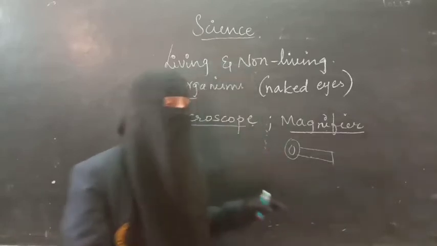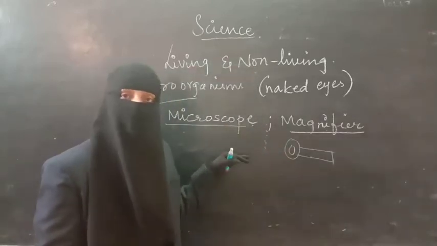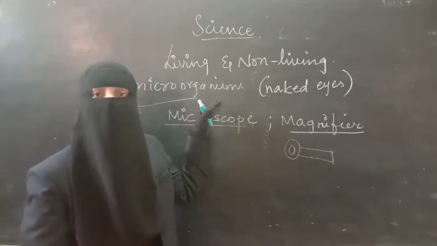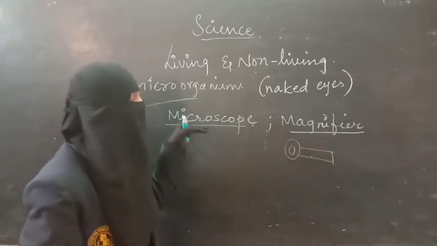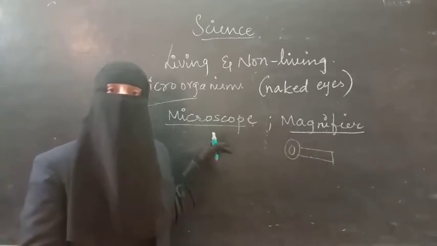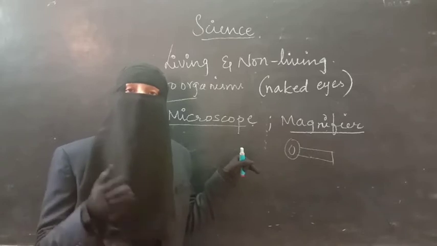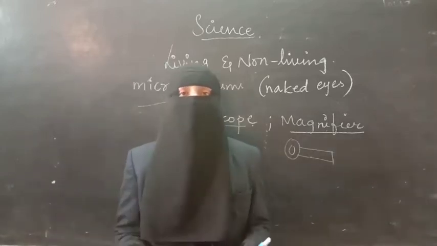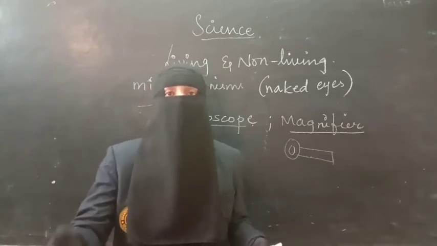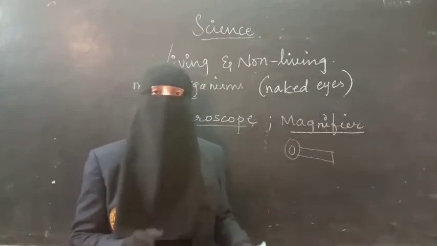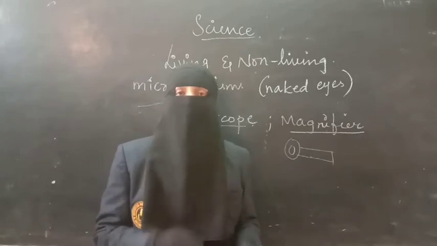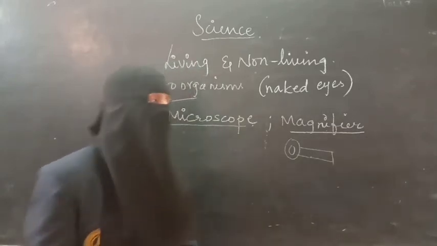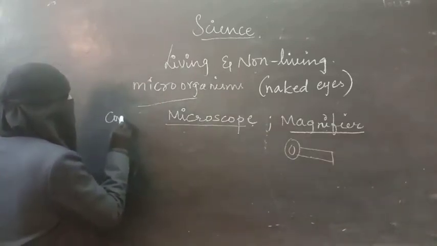In the same way, the microscope is also an instrument which is used to see microorganisms. Actually, we can't see the microorganisms, but with the help of the microscope, we can see them and study their structure. There is a huge world of microorganisms which is invisible to our naked eyes. We need an instrument, that is the microscope. The microscope which we are discussing now is called a compound microscope.